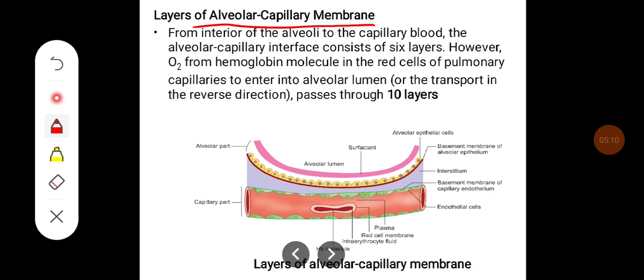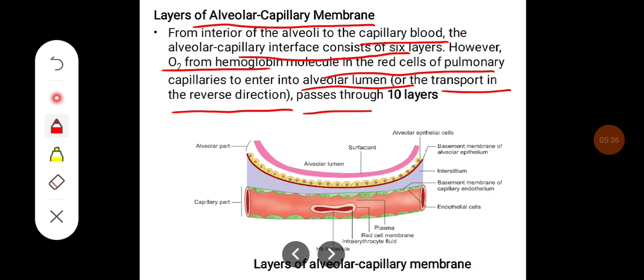Layers of alveolar capillary membrane. From the interior of the alveoli to the capillary blood, the alveolar capillary interface consists of 6 layers. However, oxygen from the hemoglobin molecule in the red cell of the pulmonary capillaries to enter the alveolar lumen, or the transport of carbon dioxide in the reverse direction, passes through the 10 layers. So this is the diagram of the alveolar capillary membrane, which is showing different layers.